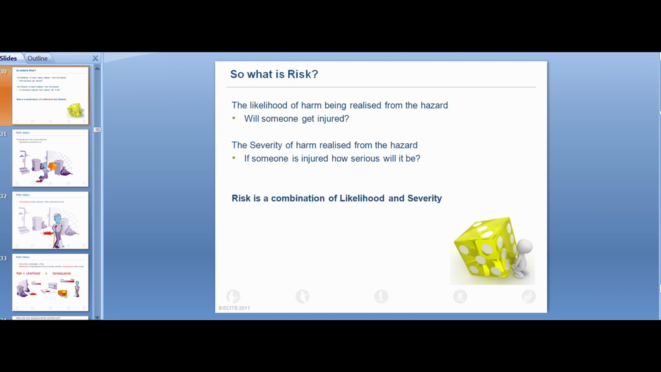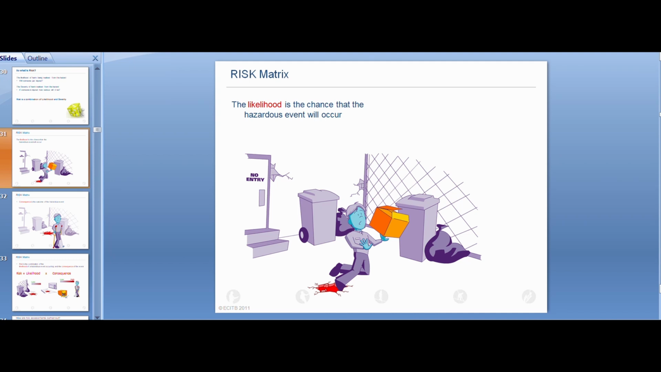The likelihood of the harm being released from the hazard: will someone get injured? The severity of the harm released from the hazard: if someone is injured, how serious will it be? So risk is a combination of likelihood and severity. Likelihood is how things can go wrong in our situation, work environment, and activities. The likelihood is the chance that a hazard event will occur.